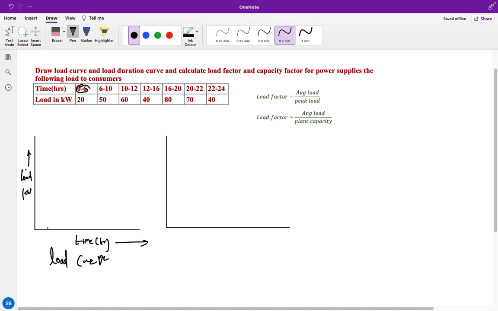Now on the x-axis we are going to take the time as 3, 6, 9, 12, then 15, 18, 21 and 24. You can take a scale of 3 hours. Then you take the load on the y-axis, you can use 20, 40, 60, 80, etc. Now you have to draw the simple load curve, the load consumed by the consumer with respect to time.